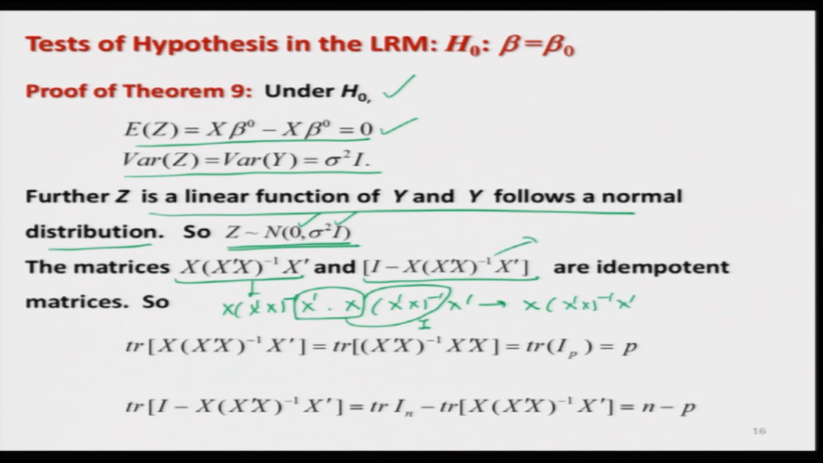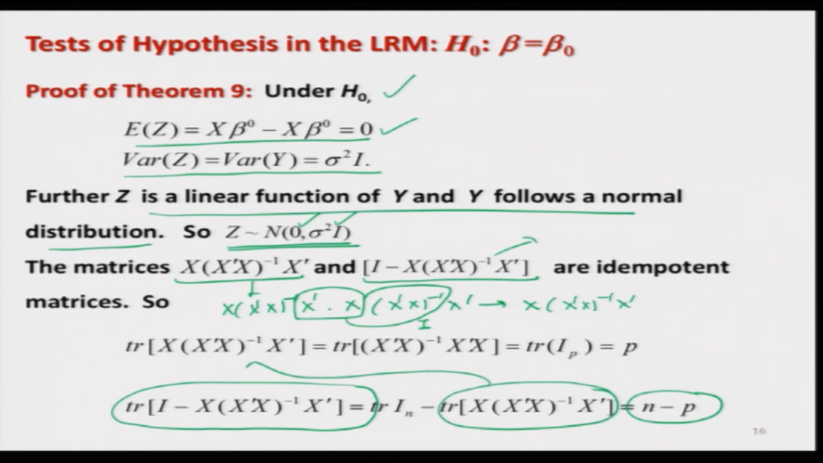So, we have already found the trace of this hat matrix, trace of I minus X (X transpose X) whole inverse X transpose, which came out to be n minus p. And if you look at the other quantity, it is the trace of X (X transpose X) whole inverse into X transpose. We can write this as trace of (X transpose X) whole inverse into X transpose X, which is the trace of the identity matrix of order p, which is equal to p.